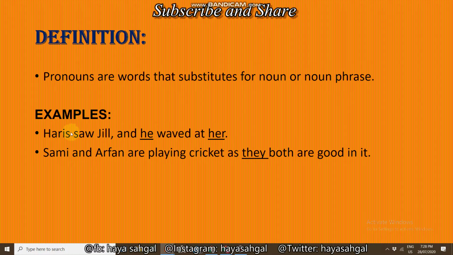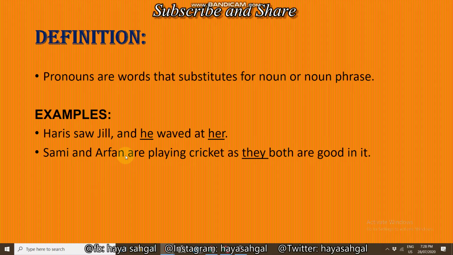Now we already know that Harris and Jill are in the sentence. And he waved at her. We will avoid using the name again. And Harris waved at Jill. No. For the boy, we will use the pronoun he, and for the girl, we will use the pronoun her. So, pronouns are here to avoid repetition, the repetition that doesn't look good.